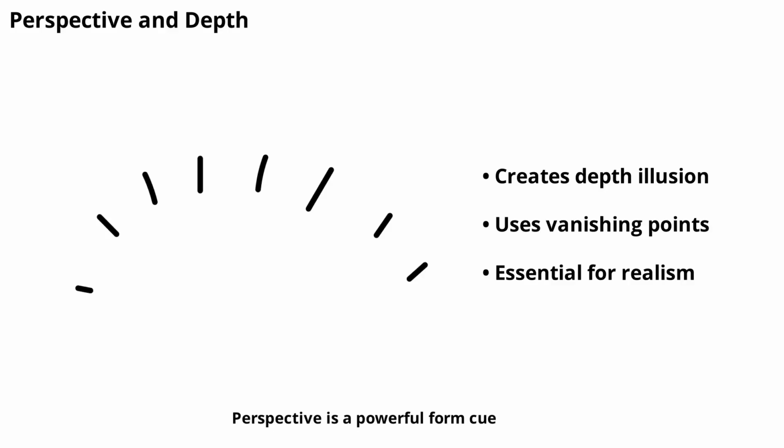Perspective is a powerful form cue that helps us perceive depth and distance. Linear perspective involves parallel lines converging at a vanishing point, creating the illusion of space. Atmospheric perspective uses changes in color and clarity to suggest distance. These cues are essential for interpreting scenes with multiple objects at different distances. Without perspective, images would appear flat and unrealistic.